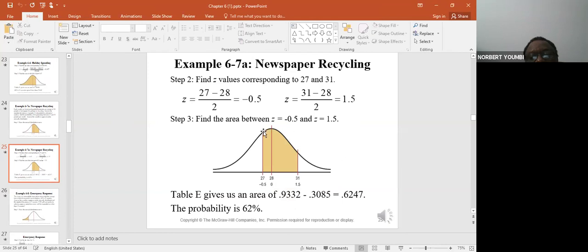If you want to read the table, you will transform both numbers into standard form, and the question will be to find the probability that the z distribution is between negative 0.5 and 1.5. So reading from the table, the probability for 1.5 is 0.9332, and the probability for negative 0.5 is 0.3085. Take the difference to get the probability.